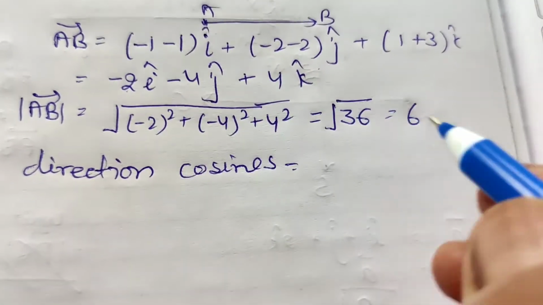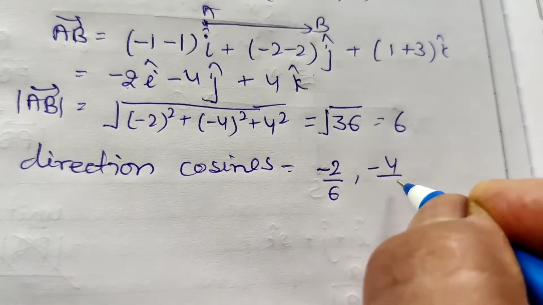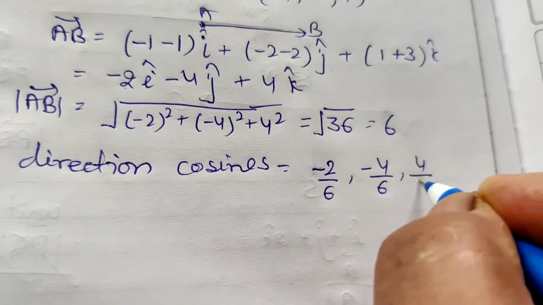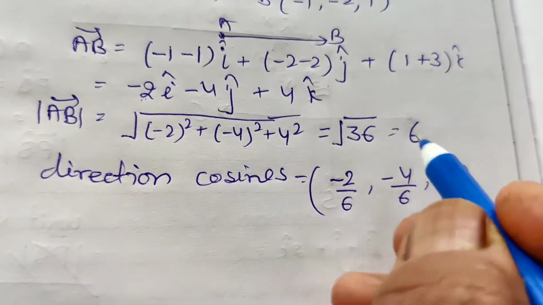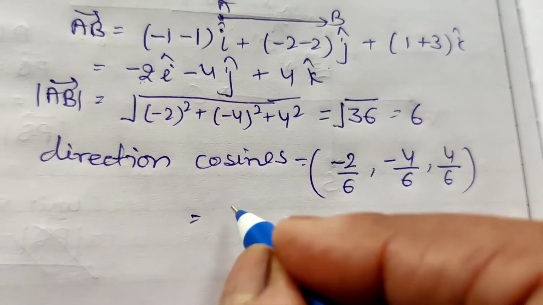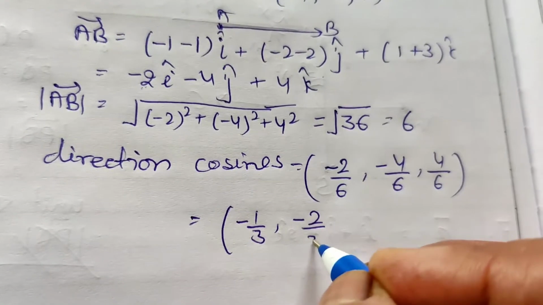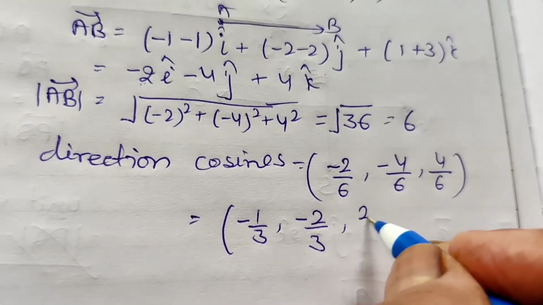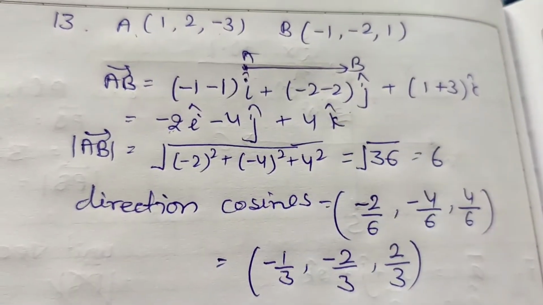First minus 2 by 6, second minus 4 by 6 and third 4 by 6. So we can write minus 1 by 3, minus 2 by 3 and plus 2 by 3. These are the direction cosines of the vector AB.